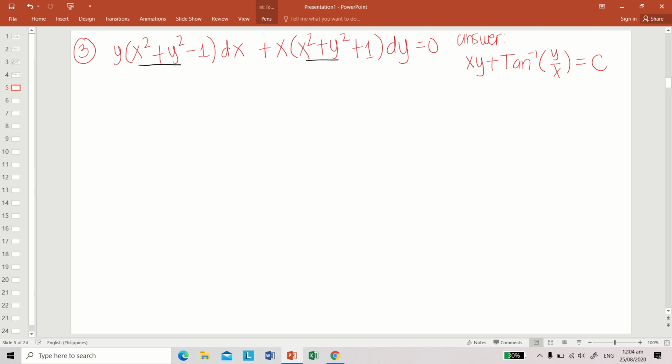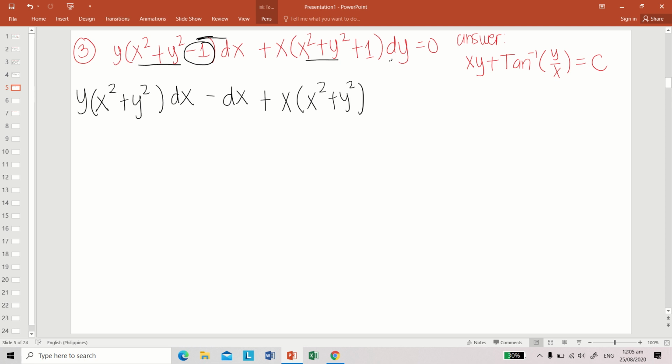So by doing that, I'll distribute dx first. So we will have y. This is also the same as y quantity x squared plus y squared, then dx, then distributing dx on this term. So on this term, we're going to have minus dx plus, so distributing, we're going to have x quantity, x squared plus y squared quantity. So we're going to have dy here. And then distributing plus 1. So we're going to have plus 1 dy is equal to 0.